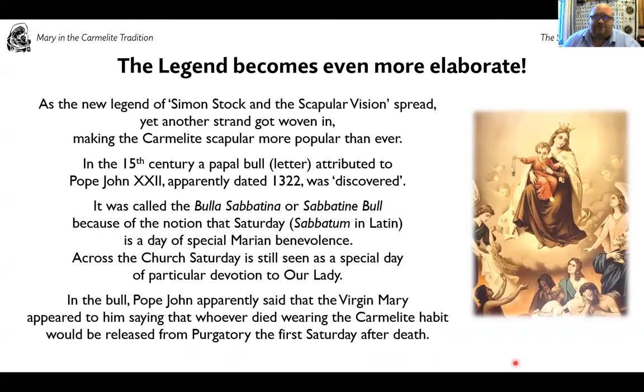And as sometimes happens with popular things, the legend became even more elaborate. Another strand got woven into this legendary story. It was said in the 15th century that a papal letter was discovered.